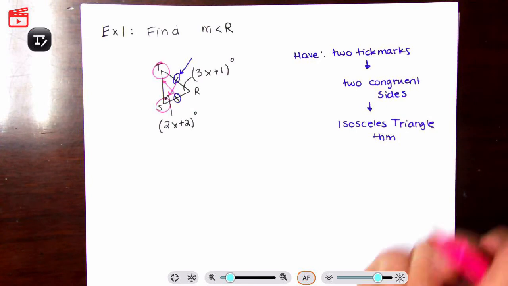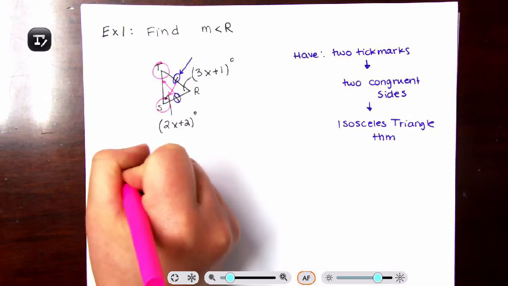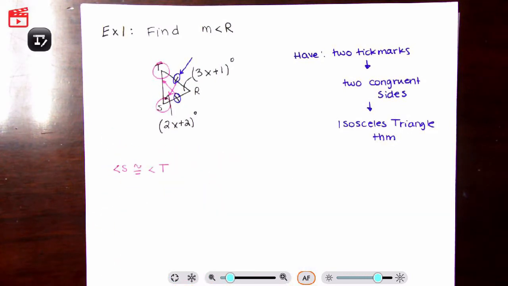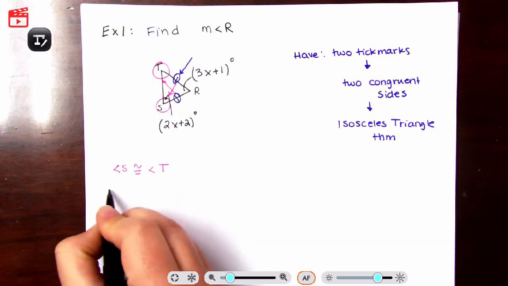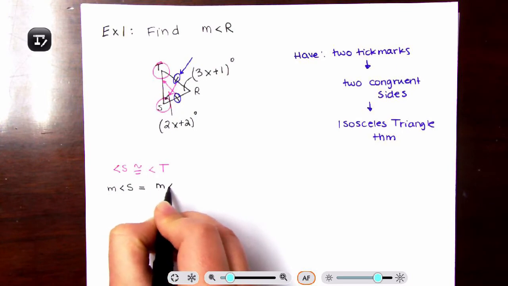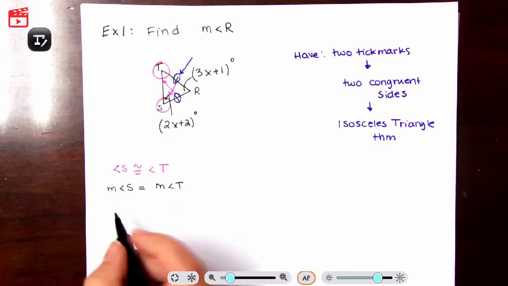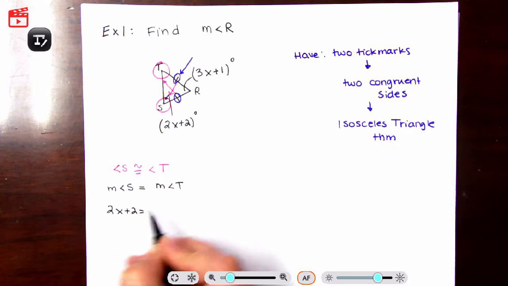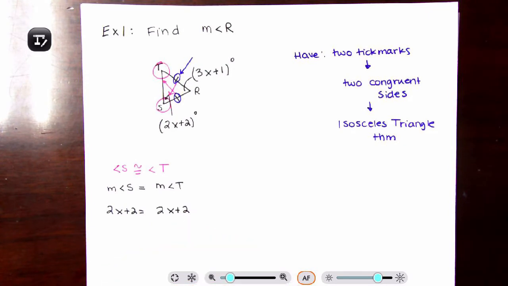So what does congruent mean? Congruent means that angle S and angle T share the same measure. So that means if angle S and angle T are congruent, the measurement of angle S is equal to the measurement of angle T. Well, what is the measurement of S and T? Well, we know the measurement of S is 2x plus 2, so that means the measurement of angle T is also 2x plus 2.